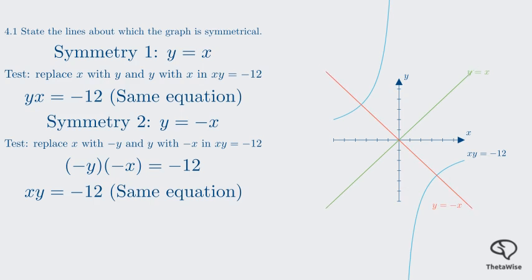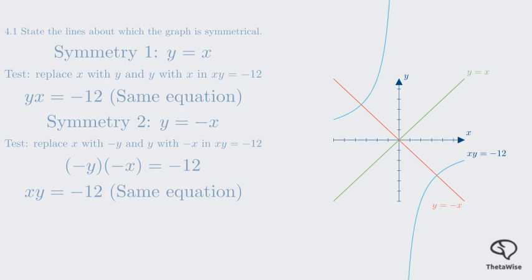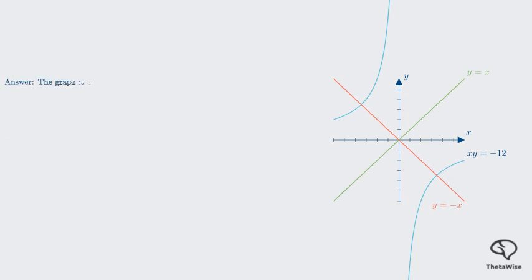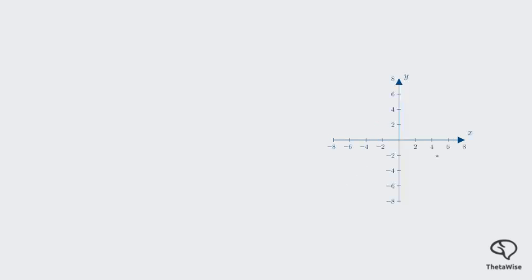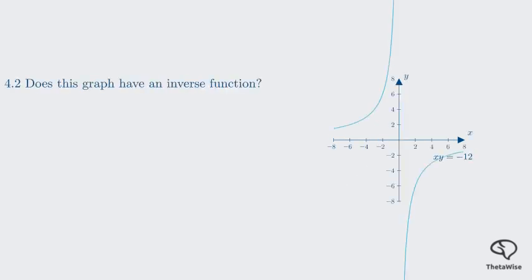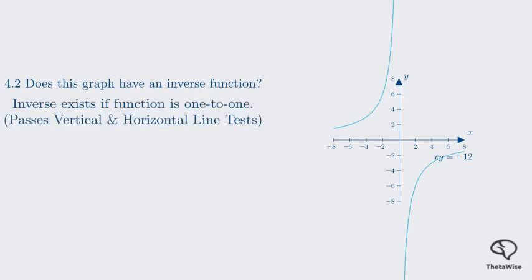These are the two lines of symmetry for this graph. To summarize, the graph is symmetrical about the lines y equals x and y equals negative x. Question 4.2. Does this graph have an inverse function? Remember, for an inverse function to exist, the original function must be a one-to-one function. This means it must pass both the vertical and horizontal line tests.